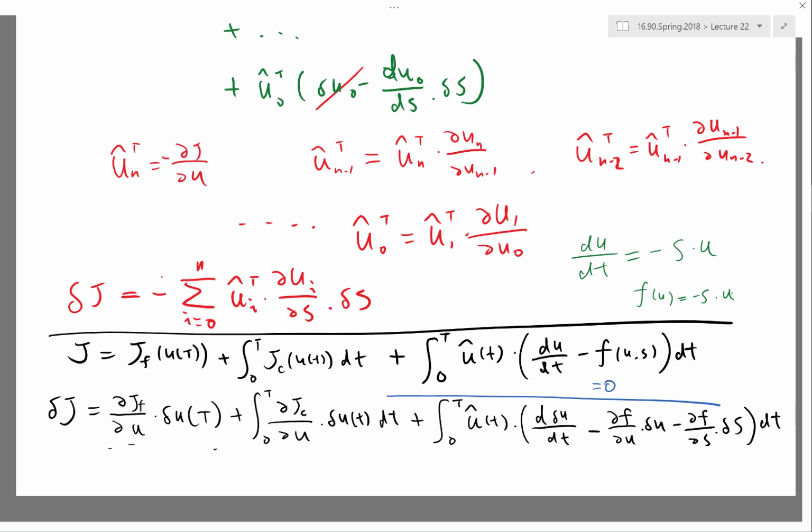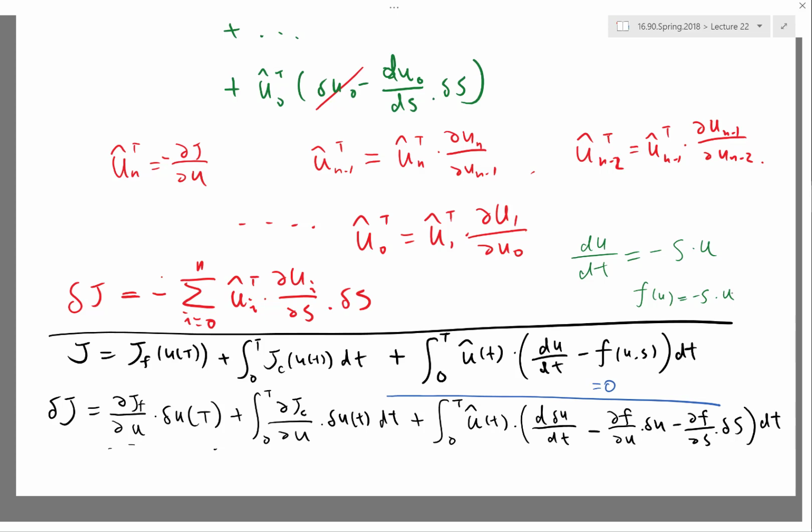Do I have to compute df/du again? df/du in this case is just minus s. If I know the baseline s on which I'm making the infinitesimal perturbation, I don't have to compute df/du again. How about this term? Different delta s is going to cause different delta u. So any term that involves delta u is something I would have to compute again and again, unless I eliminate it from this formula by appropriate choice of u hat.